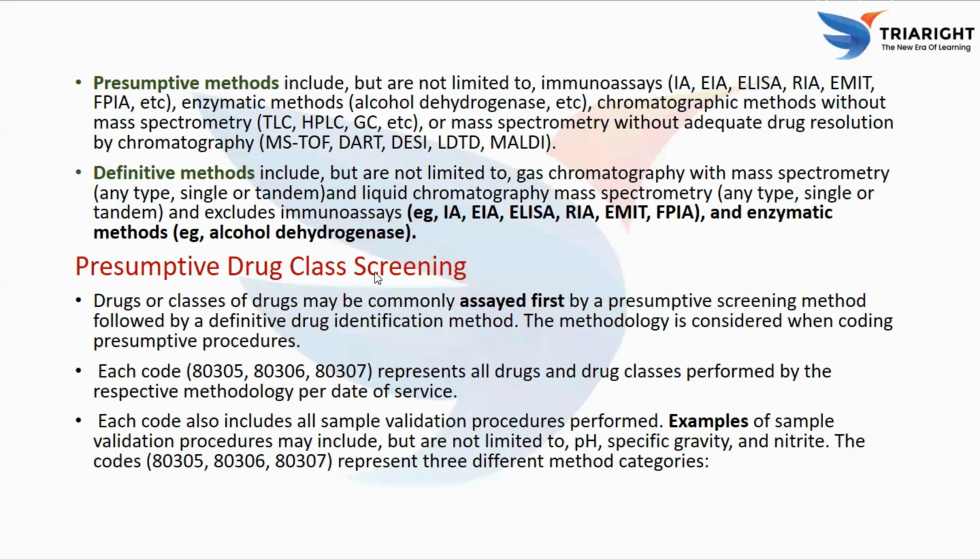They include gas chromatography with mass spectrometry, examples GC-MS and GC-MS/MS, which is tandem mass spectrometry. And also liquid chromatography with mass spectrometry, which includes LC-MS and LC-MS/MS. So chromatography plus mass spectrometry is a definitive method. And explicitly, immunoassays as well as enzymatic methods are excluded from definitive testing, for example alcohol dehydrogenase.